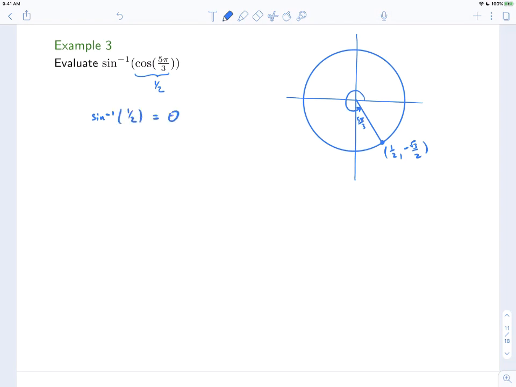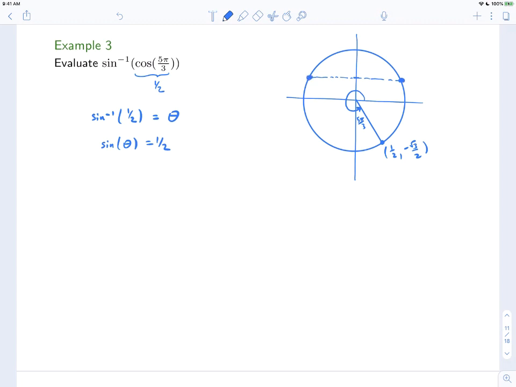This is going to be equal to some angle theta. The way we figure out what that theta is, we ask ourselves, sine of what theta is going to give us 1/2? So we want sine of theta to be 1/2. So now we're looking at the y-coordinate. We want the y-coordinate to be 1/2. So 1/2 is right about there. So that's going to give us 2 points on the circle. We have a point in the first quadrant and a point in the second quadrant.